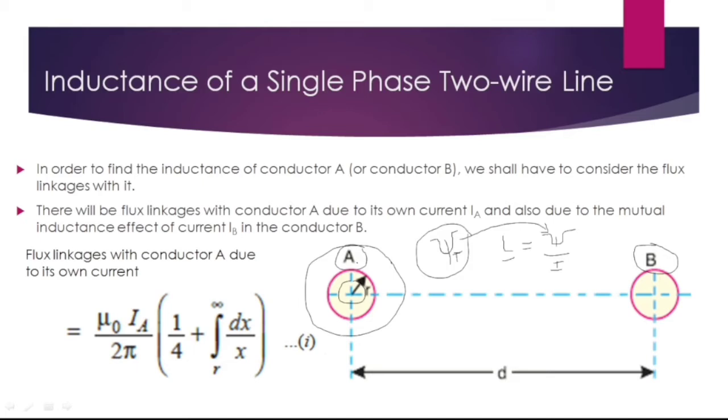And this total flux linkages divided by the current value gives the inductance. We are calculating here the inductance of A, that means LA, the total flux linkages of conductor A and the current passing through conductor A. Here, for the calculation of the inductance of this conductor A, the flux linkages are due to the current IA passing through the conductor.